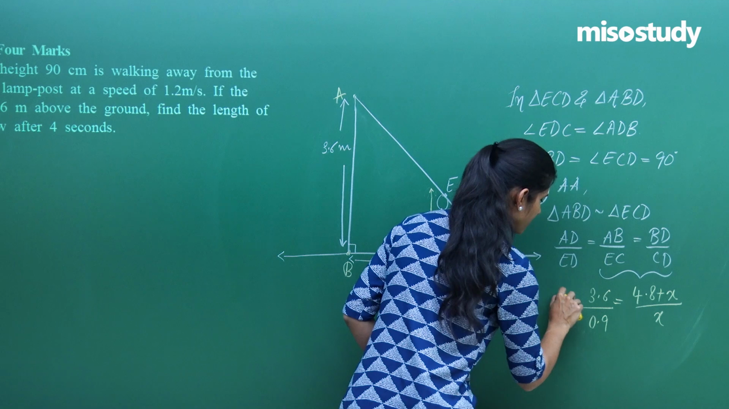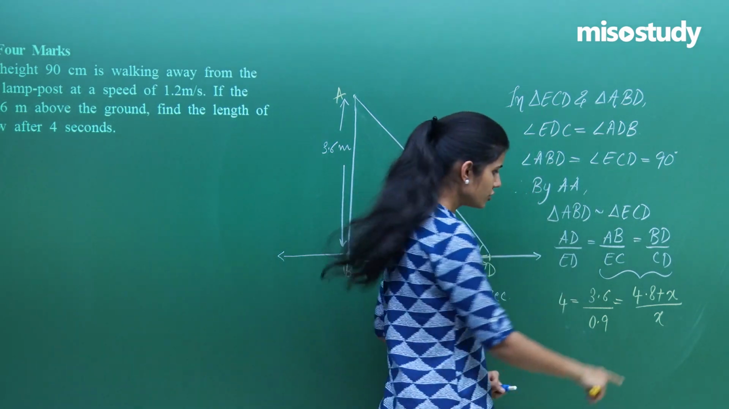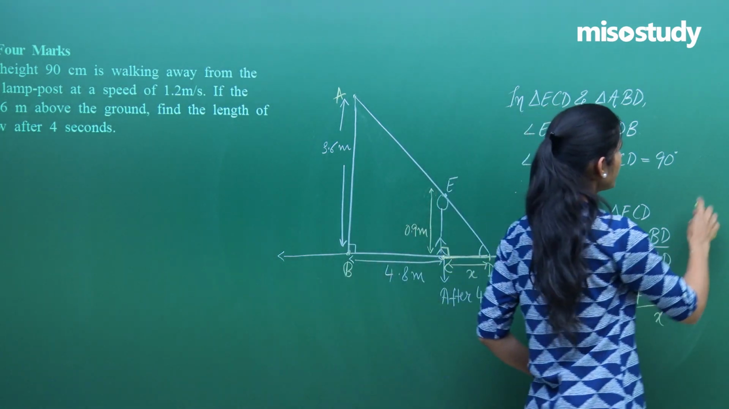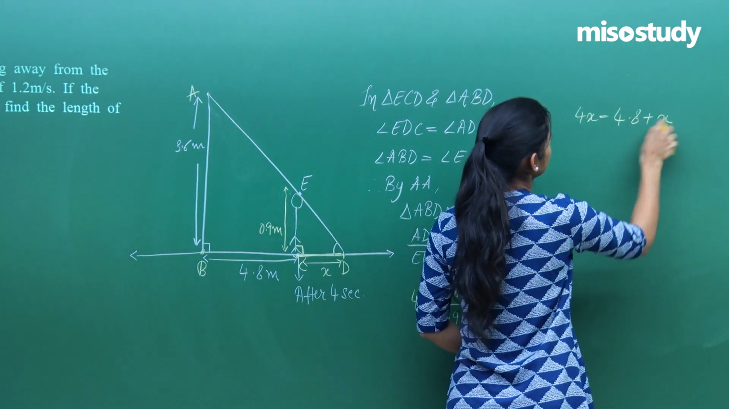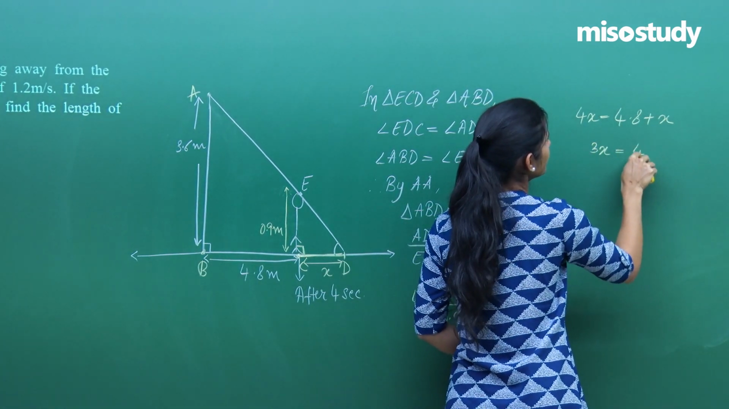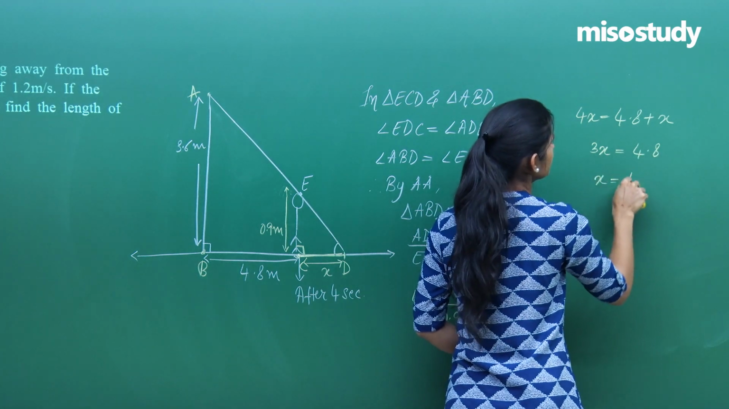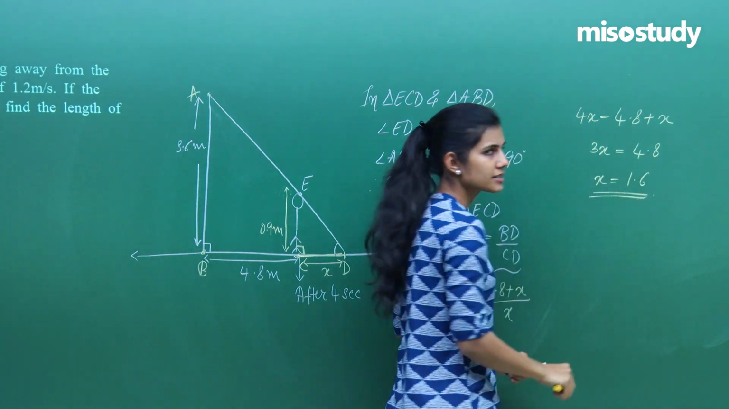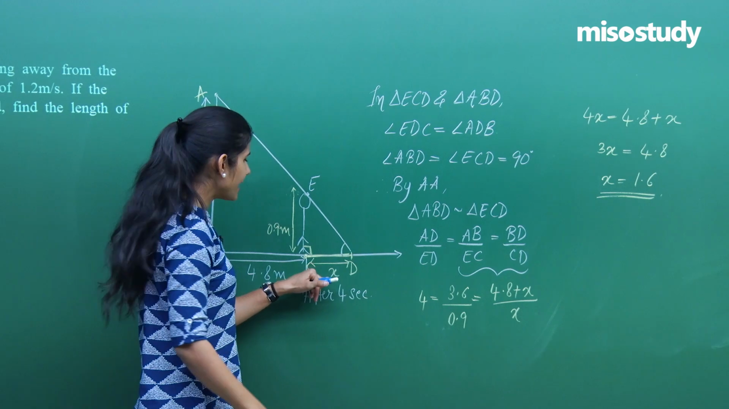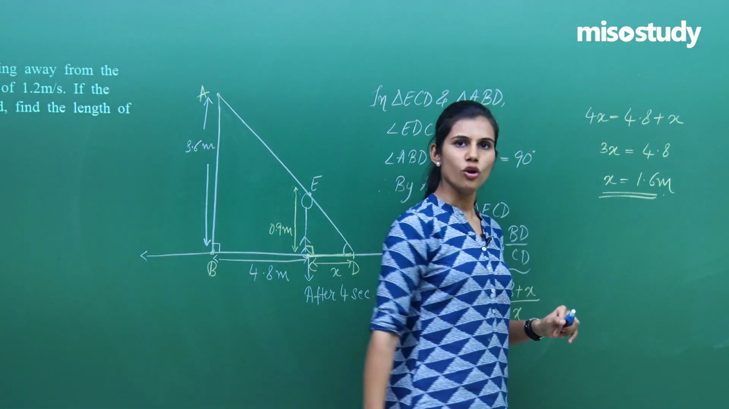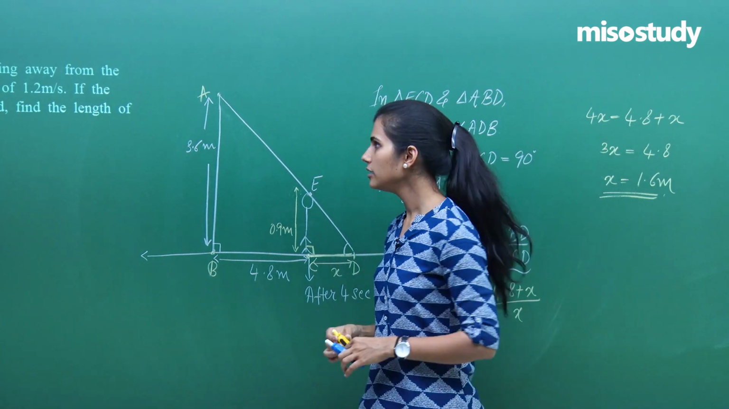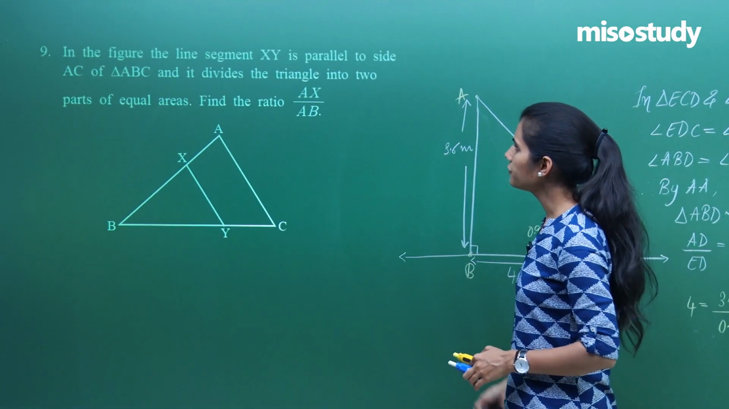What is 3.6 upon 0.9? It is 4. So you get 4x is equals to 4.8 plus x. This gives you 3x is 4.8. So x is 1.6. The shadow after 4 seconds of the girl is 1.6 meters long. Clear? Moving to the next question we have.